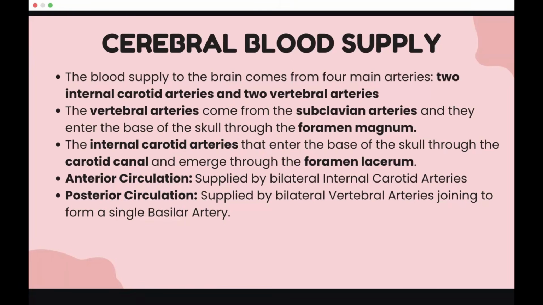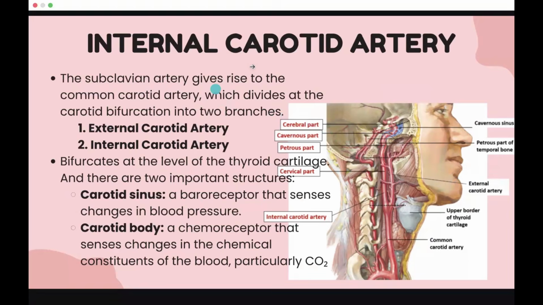The posterior circulation is supplied by bilateral vertebral arteries joining to form a singular basilar artery, and they supply the rest of the temporal lobe, the occipital lobe, and the rest of the brain. All right, such as the cerebellum, and the midbrain, and the brainstem. All right. First of all, let's discuss the internal carotid arteries.